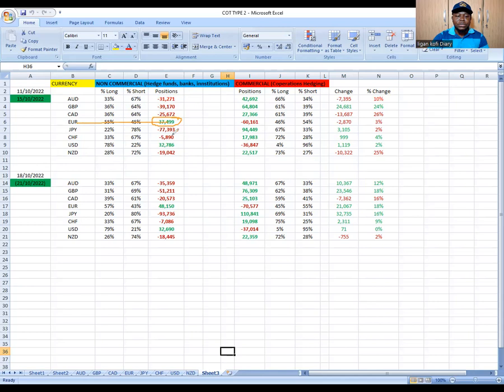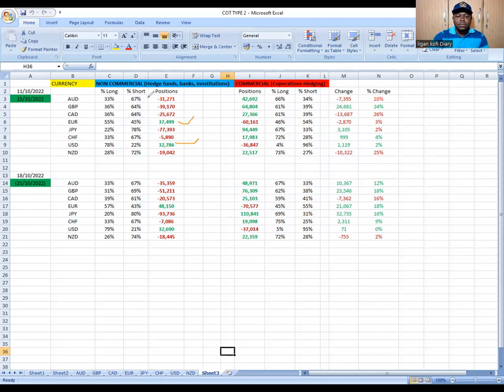JPY is still bearish. CHF is bearish. USD is still in a bullish trend. NZD is in a bearish trend. So the bearish currencies are more. It's only two. These are the 8 major currencies that I have focused on. So it's only Euro and USD that are currently bullish.